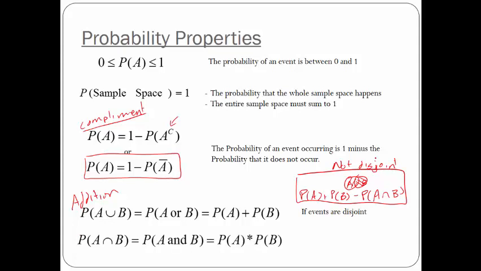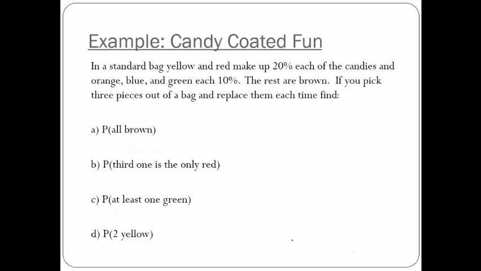And then the other rule, the multiplication rule, the probability of the events A and B happening would be the probability of A times the probability of B. That again is only true if these things are independent. Now, independent and disjoint, 2 different concepts, but we'll get into that later.